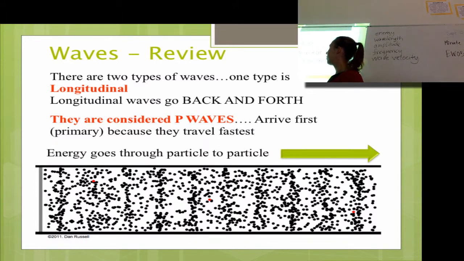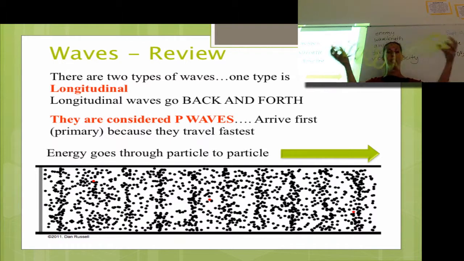So for this one, longitudinal waves go back and forth. They're considered P waves. P stands for primary. Energy travels particle to particle. Handy dandy slinky. It's like this. Everybody loves a slinky. A little bit like that too. Longitudinal, back and forth. You can kind of see it like that. It squishes. It's like a sound wave. It squishes, it pushes the air.